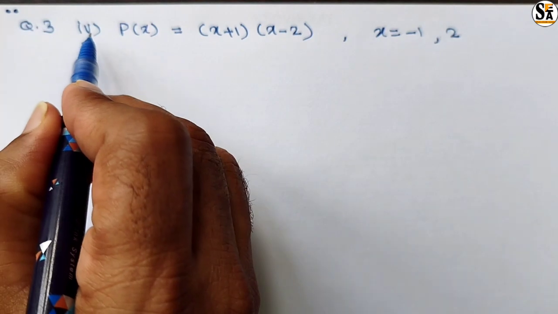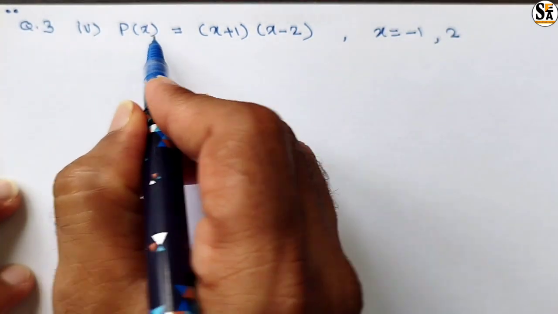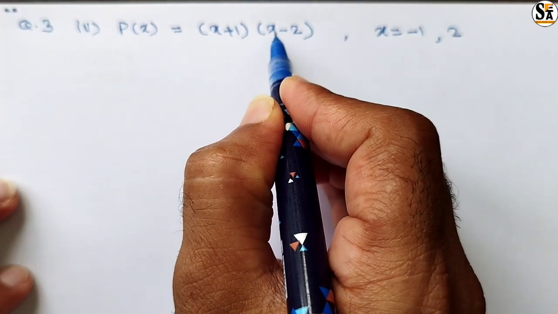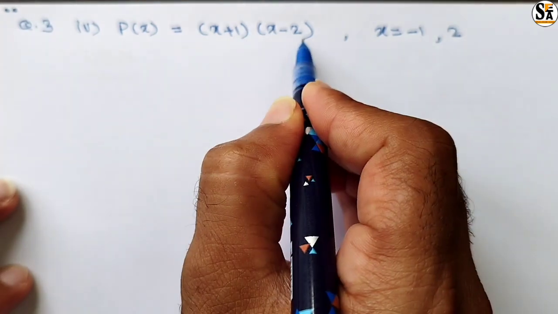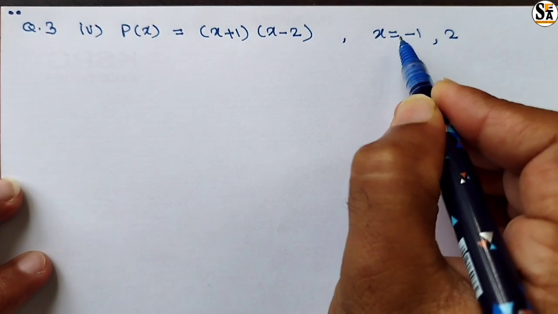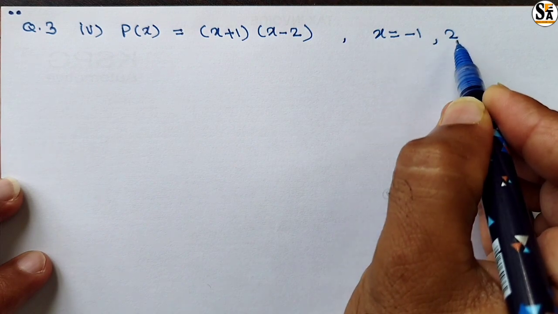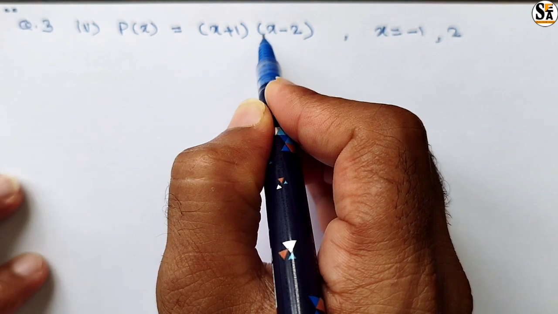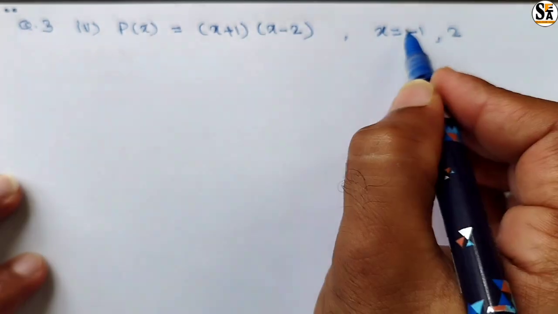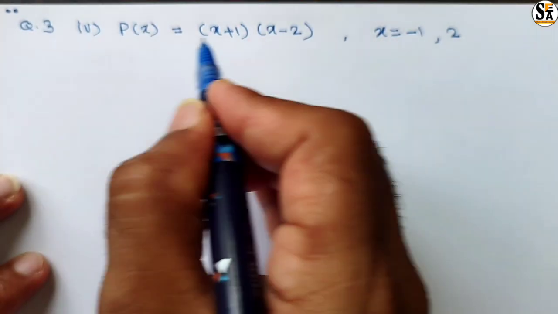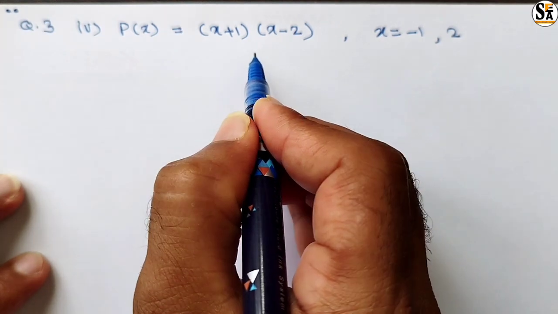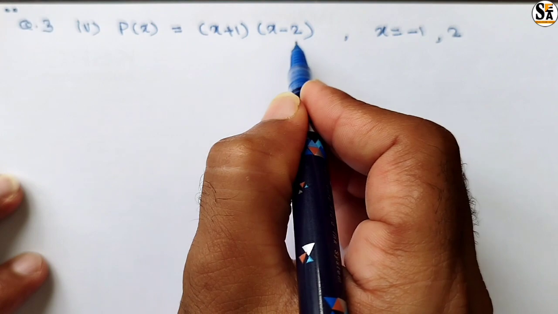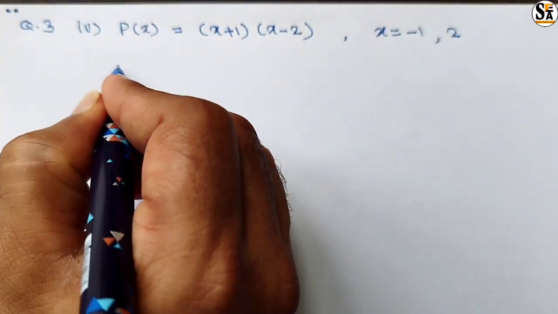Now see the fourth sub question for question number 3. P of x is equal to x plus 1 in the first bracket, x minus 2 in the second bracket. For this polynomial, if x equal to minus 1 or 2, we have to find whether these are zeros of this polynomial. What is the meaning? Means if we put the value of x as minus 1, we must get the value as 0. Or if we put the value of x as 2, we must get the value of this polynomial as 0. So let's see the first condition.